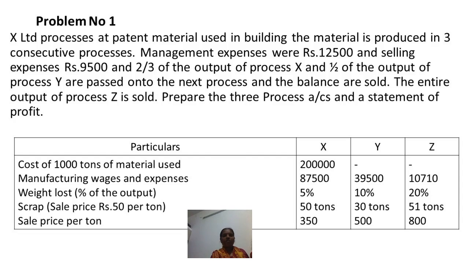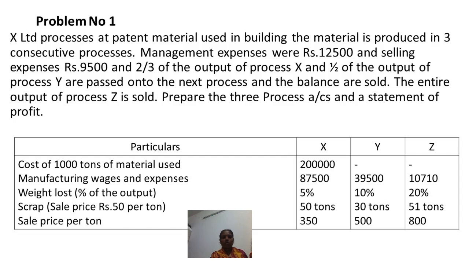In this problem we have X Limited, which produces a patent material used in building. The material is produced in 3 consecutive processes. Management expenses were 12,500 and selling expenses were 9,500, and 2/3 of the output of process X and half of the output of process Y are passed on to the next process, that is process Z, and the balance are sold. The entire output of process Z is sold out. Prepare 3 process accounts and a statement of profit.